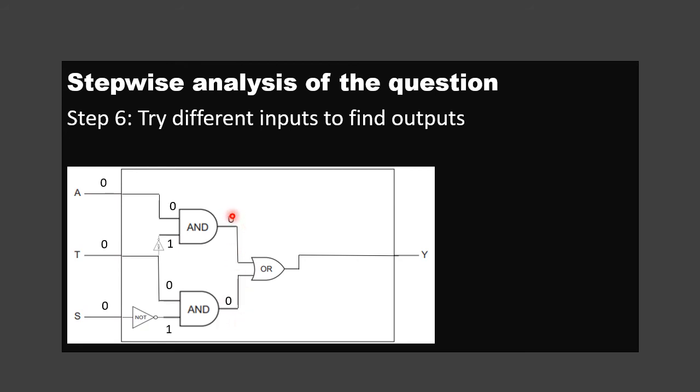And if both are zeros going into the OR gate, the OR gate can give an output if any one input is there. But in this case, there are no inputs, and because of that, there will be no output. And we just mark it in the truth table as A 0, T 0, S 0, and Y 0.